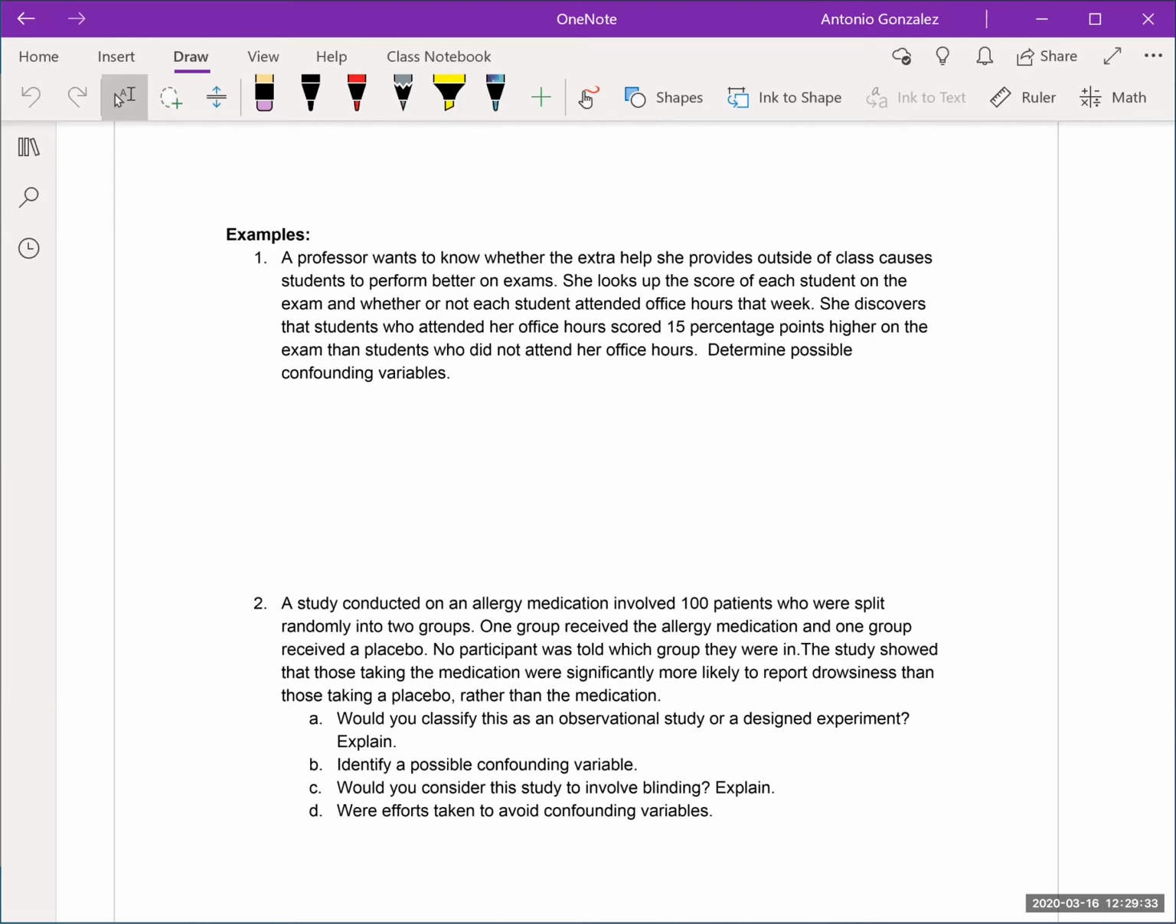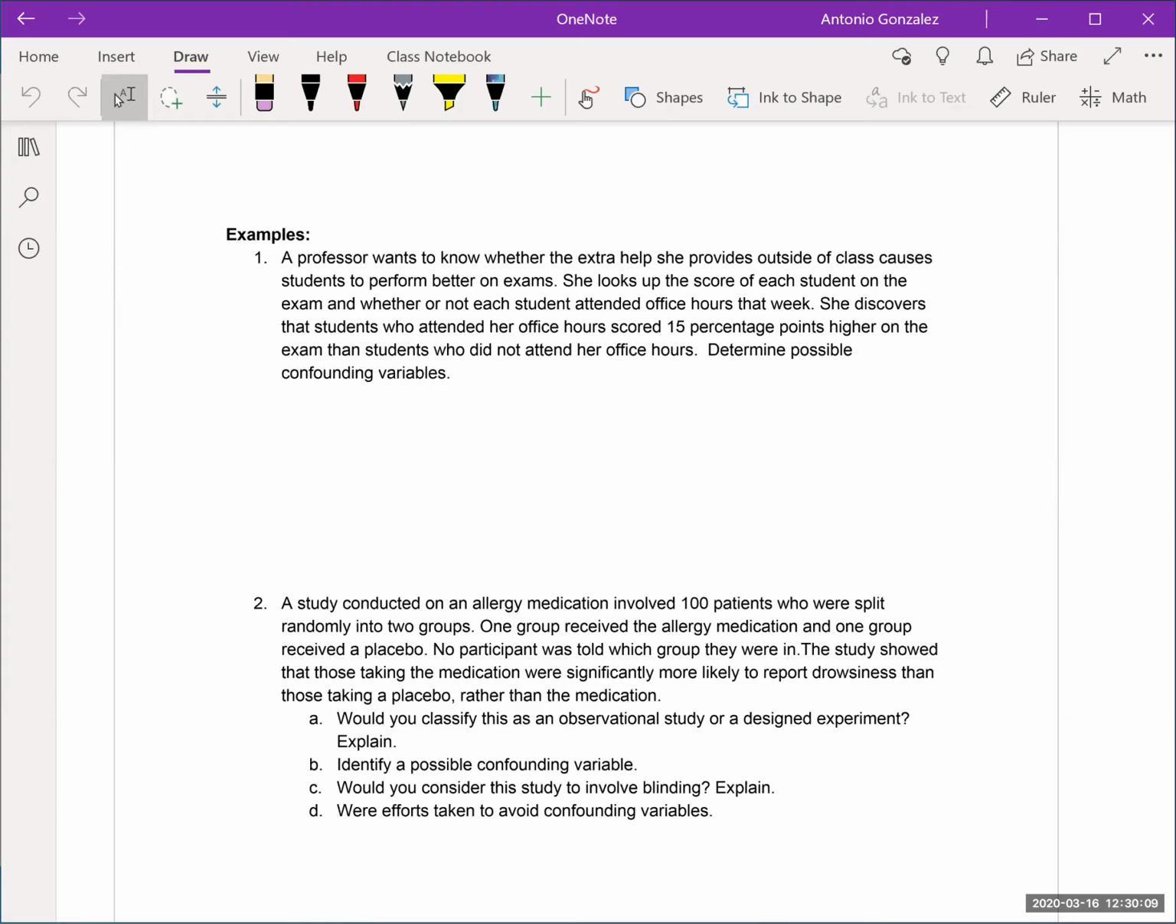Okay, so why don't we try this? All right, you should see in front of you this next example. It says a professor wants to know whether the extra help she provides outside of class causes students to perform better on exams. She looks up the score of each student on the exam and whether or not each student attended office hours that week. She discovers that students who attended her office hours scored 15 percentage points higher on the exam than students who did not attend her office hours. Determine a possible confounding variable.